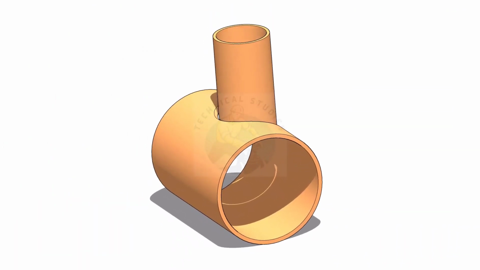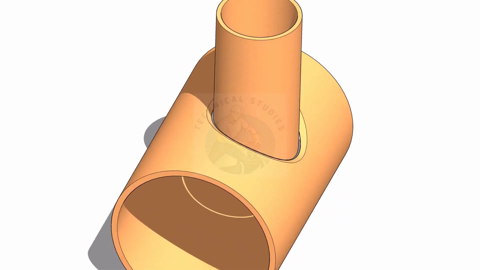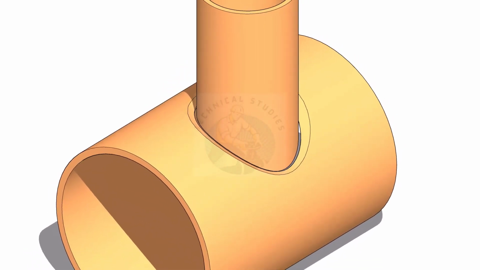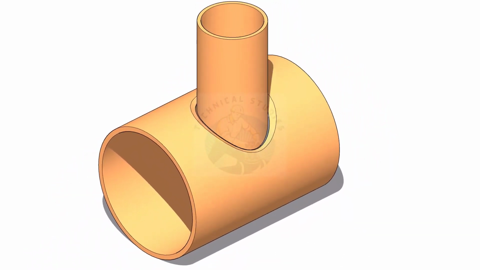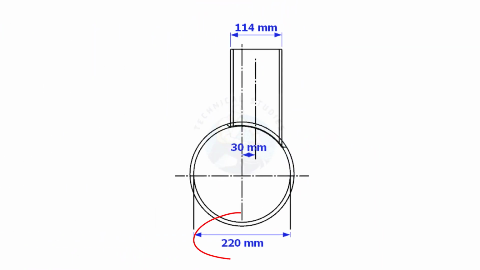In this video, we will learn how to mark an eccentric T branch. Always consider the inside diameter of the header when you want to lay out the branch. Here, the header ID is 220 mm, the branch OD is 114 mm, and the offset is 30 mm. I will try to make the layout as simple and short as possible. Please comment.